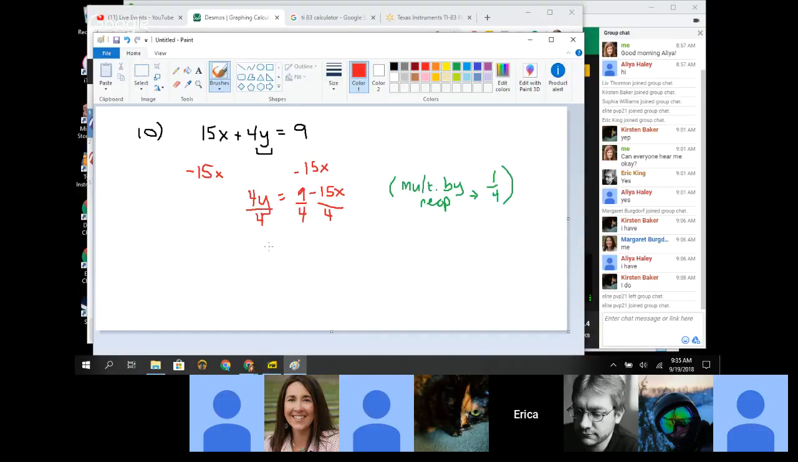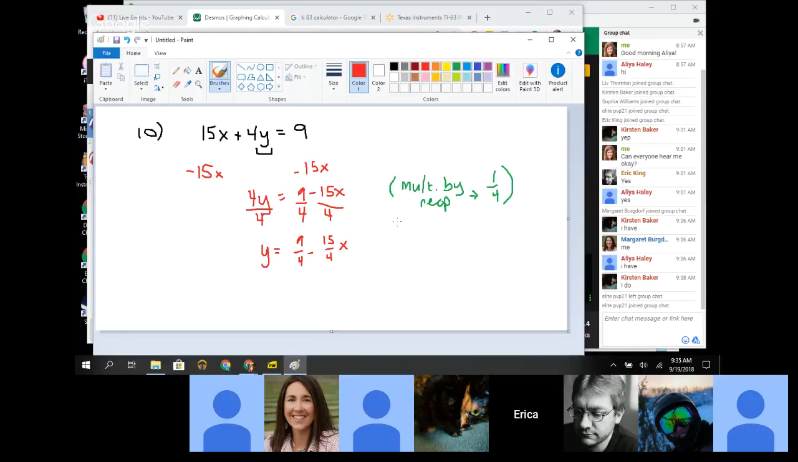Okay, so let me go ahead and simplify this. I get y equals 9/4 minus 15/4 times x. Okay, can I simplify any of these fractions? Nope, I can't simplify any of those fractions. So this is the equation solved for y.